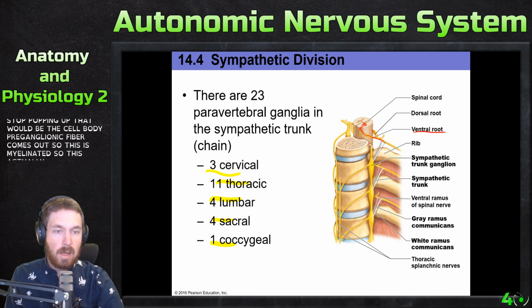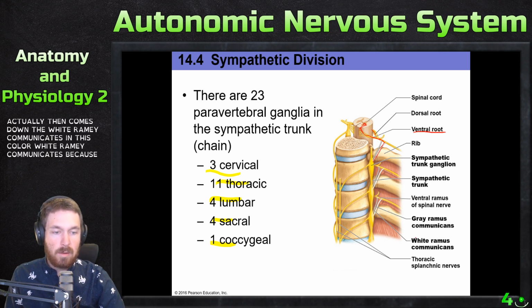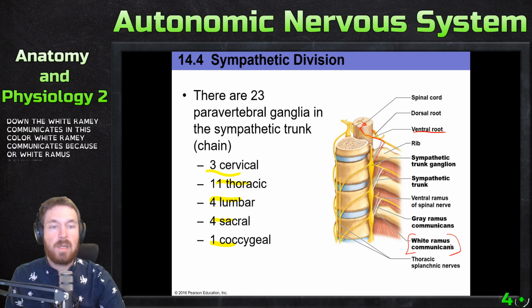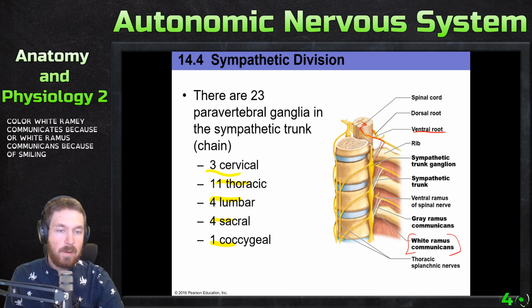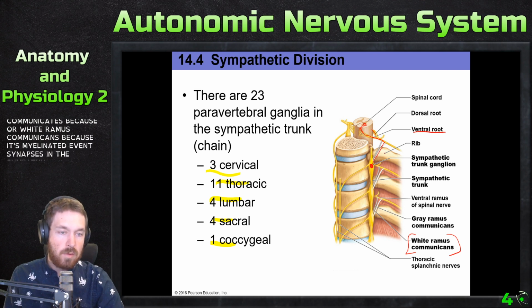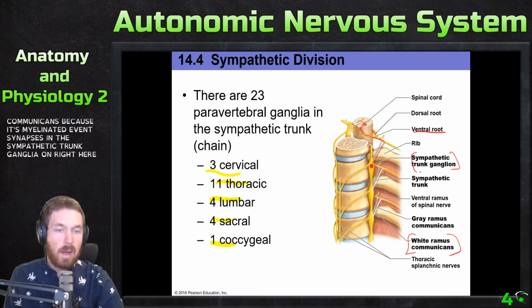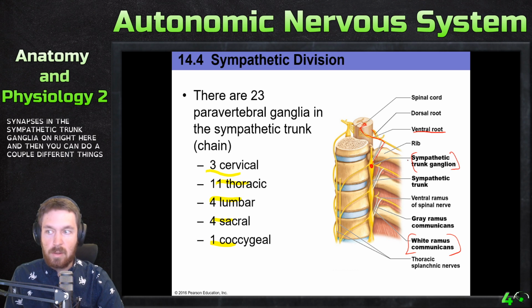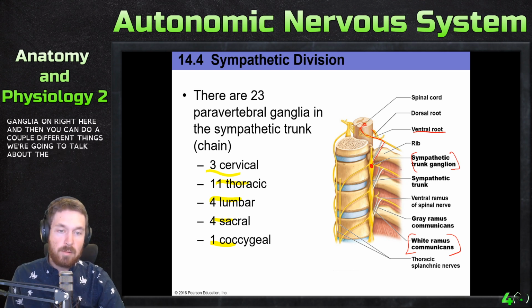So this actually then comes down the white rami communicantes. And this is called the white ramus communicans because it's myelinated. It then synapses in the sympathetic trunk ganglion right here, and then it can do a couple different things. We're going to talk about the different options it has. It could go right back out to the gray ramus communicans, and then go back out this way. So that's option 1.